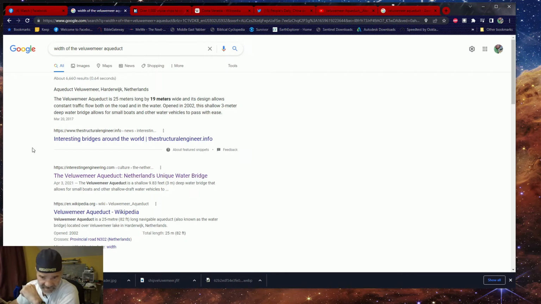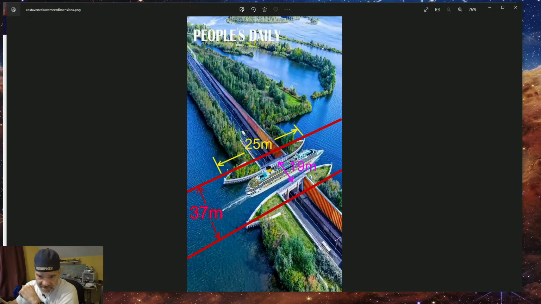So let's take a look at another image that I created to show the proportions. So here's that image that was animated. It's a screenshot of that animation. All right. And here's the ship that they have in there. But the aqueduct is 19 meters wide, and the ship in reality is 37 meters wide. So that's how much space that ship would take in terms of its width.